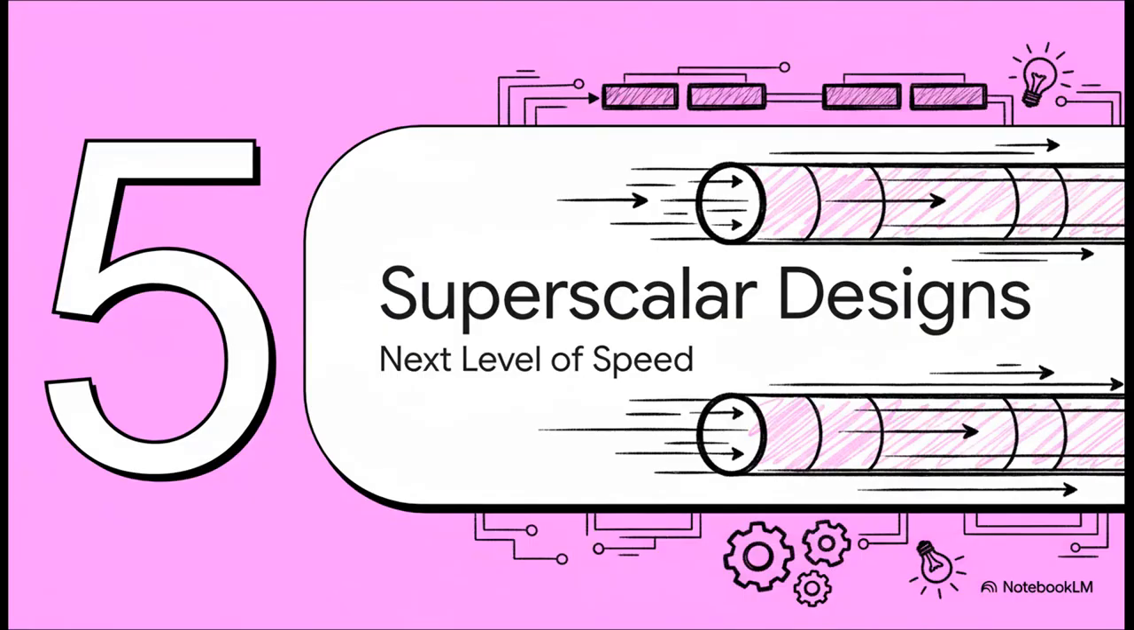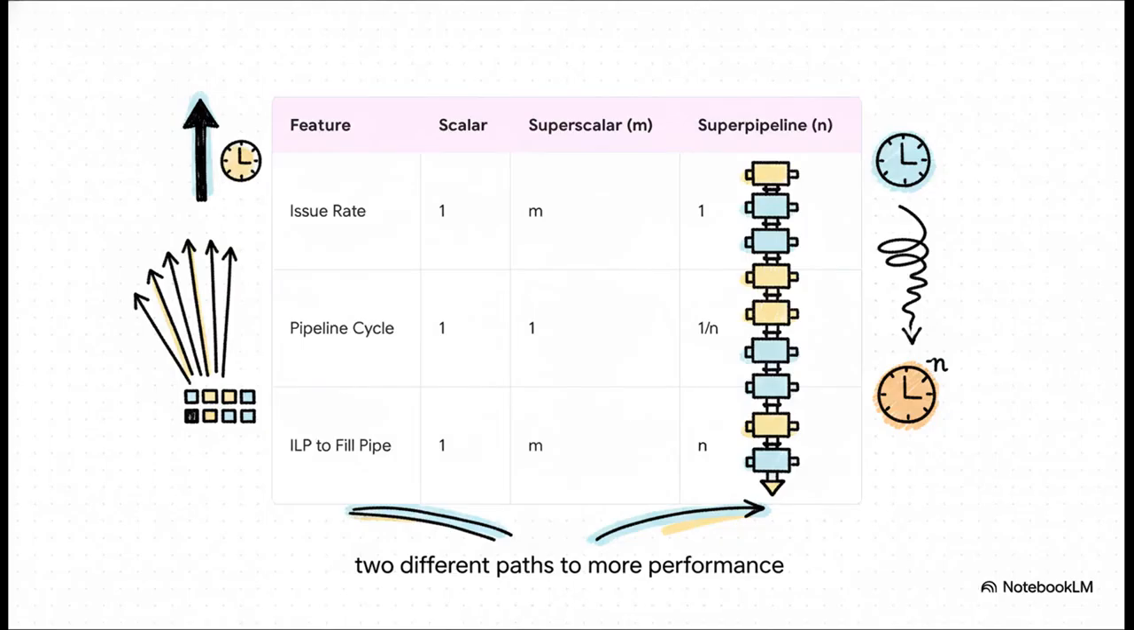So managing all of this complexity, all these hazards and collisions, is absolutely crucial. And learning how to manage it is what allowed engineers to push the whole pipeline idea to its absolute limit, creating superscalar and super pipeline architectures. This little table breaks down the difference perfectly. A standard scalar processor is our baseline. It issues 1 instruction per clock cycle. A superscalar processor thinks wider. It has multiple execution units, so it can issue M instructions at the same time in 1 clock cycle.